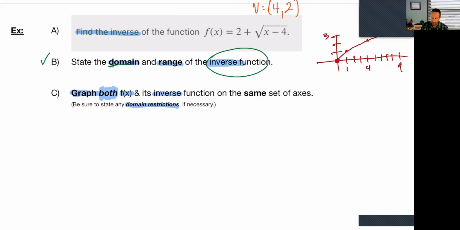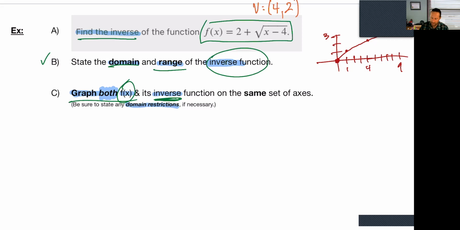So if you notice, we've already answered part B, the domain and range of the inverse function. We got that without even having to find the inverse function or graph the inverse function. We've also graphed the original. We need to graph the inverse, and I'll talk about how to do that right after I show you how to find the inverse of our original function here.